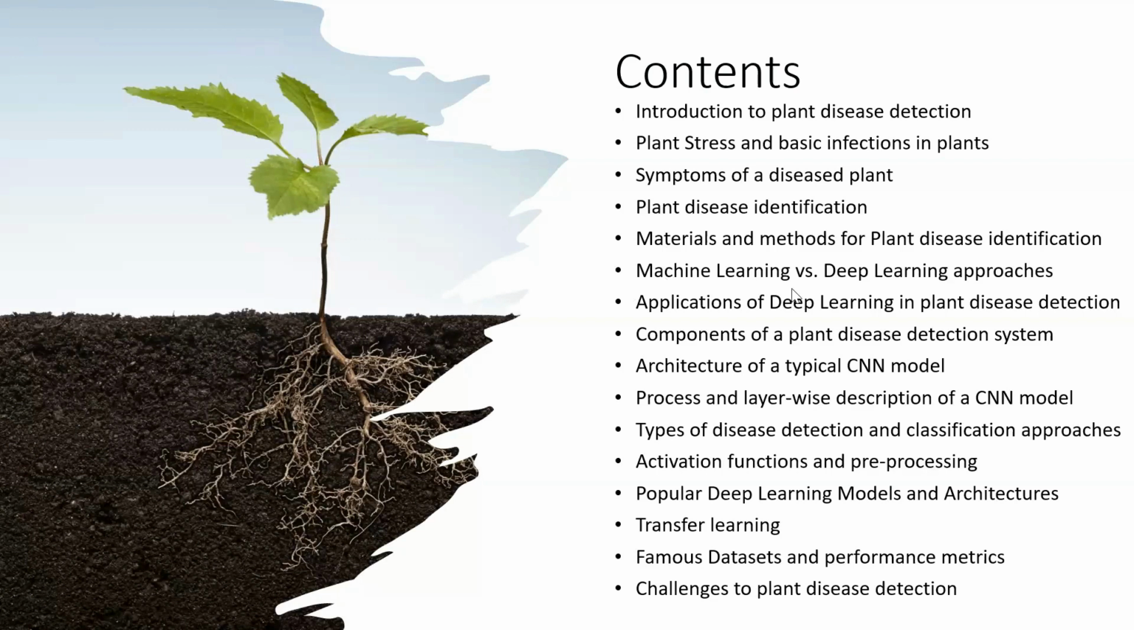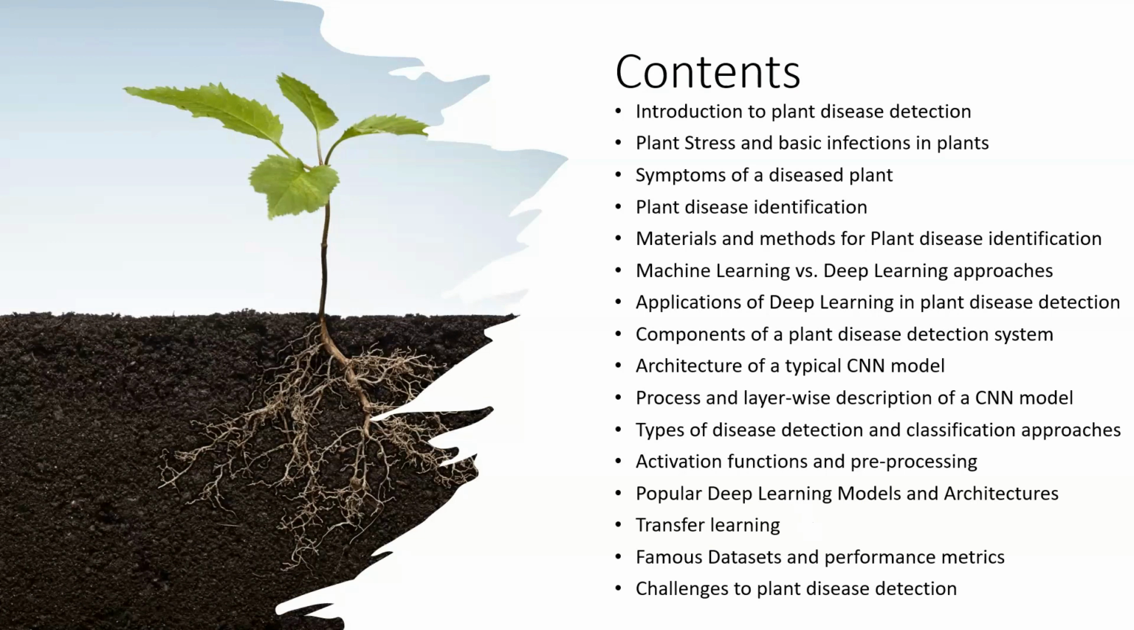We can compare which one is better and which one we have to select. Then I will discuss the components of a plant disease detection system using CNN, and the architecture of a few famous architectures. Then I will discuss the types of disease detection and classification approaches. Different classifiers we have, so which kind of classifier is suitable for us? We have to identify those classifiers, and then I will give a brief overview of activation functions, what the use of those activation functions is, why we need them, and which one is suitable for us.